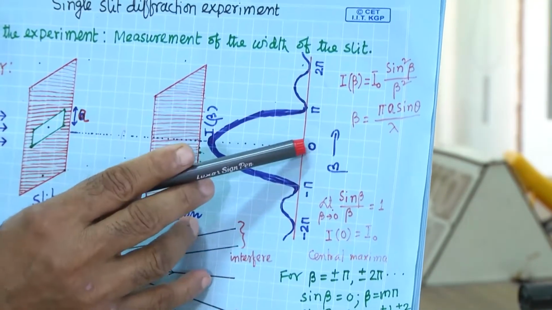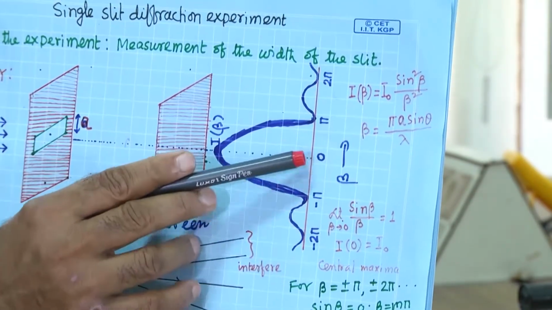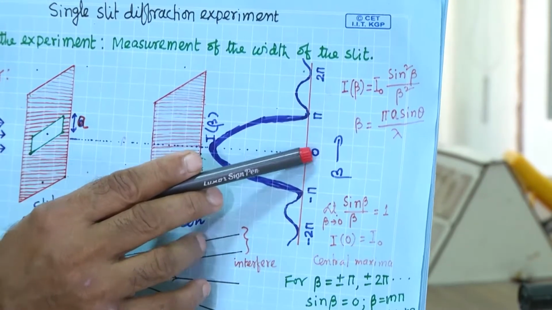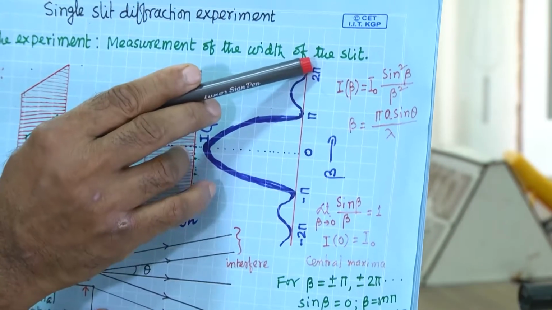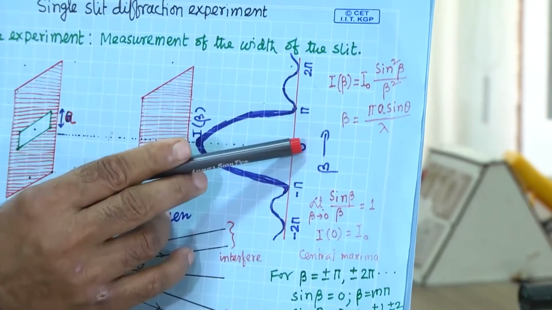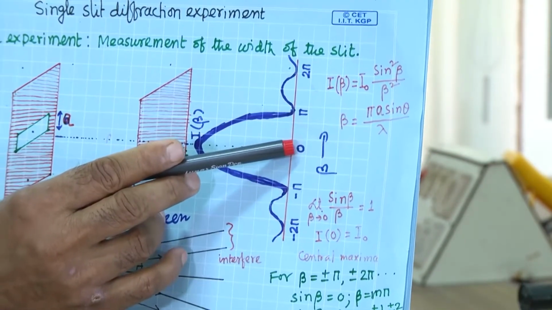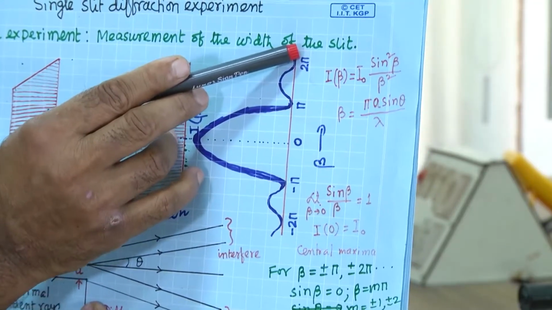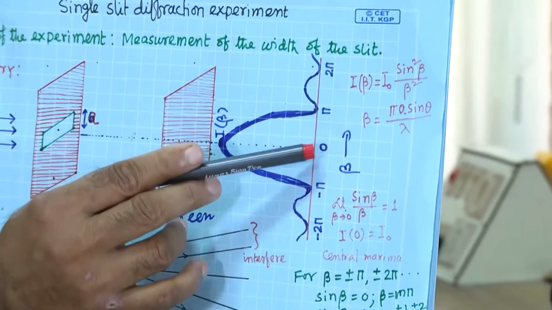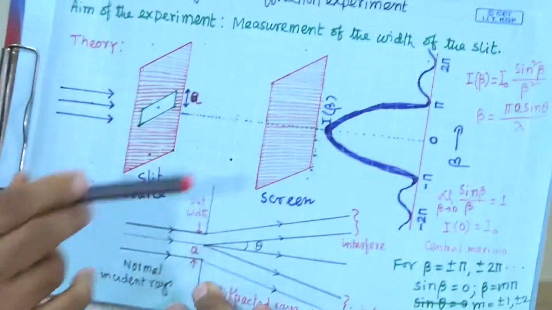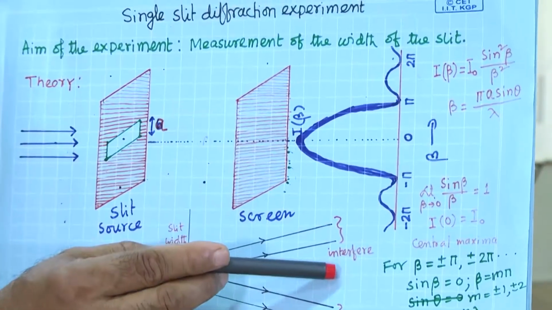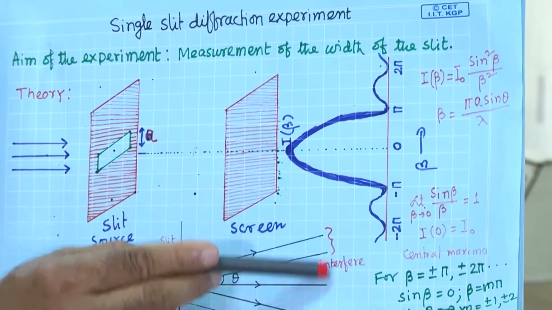If the center is x0 and the other position is x, then from this center where theta equal to 0, the distance will be x minus x0.